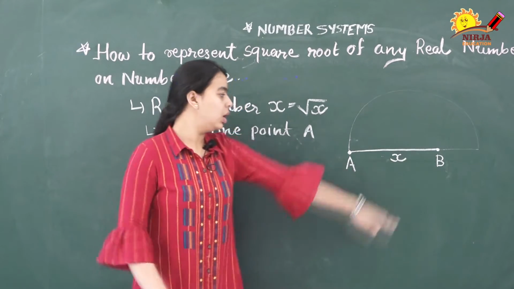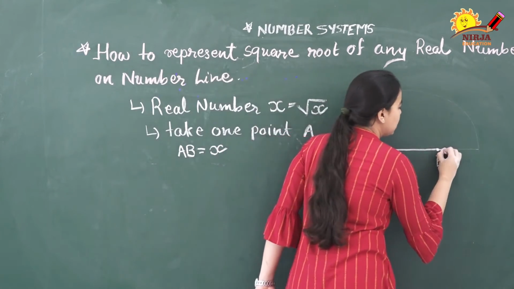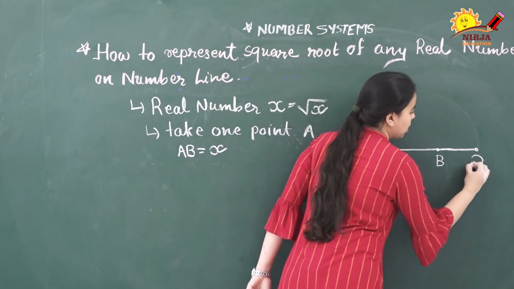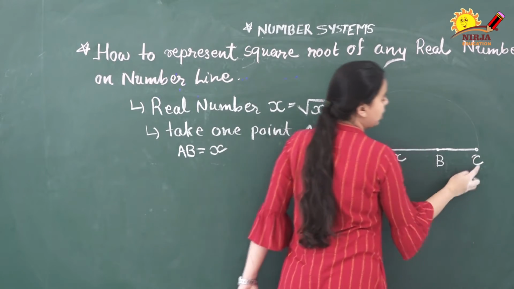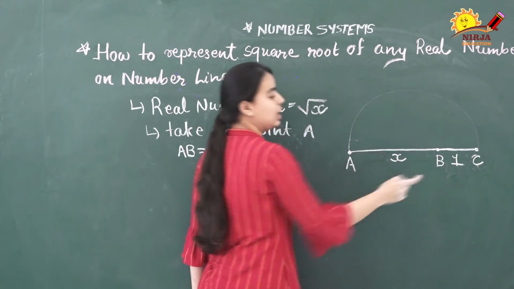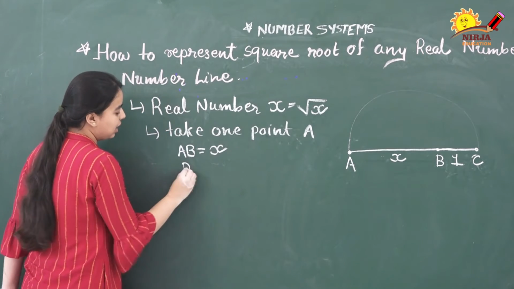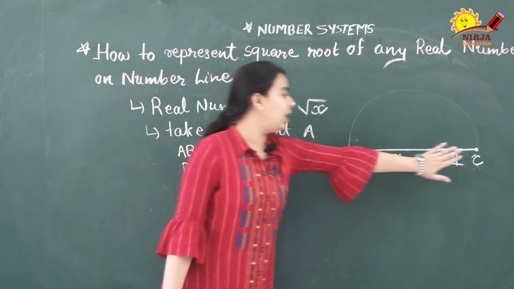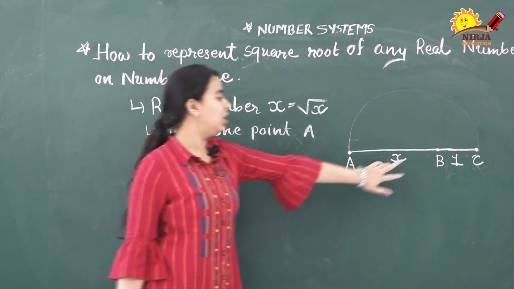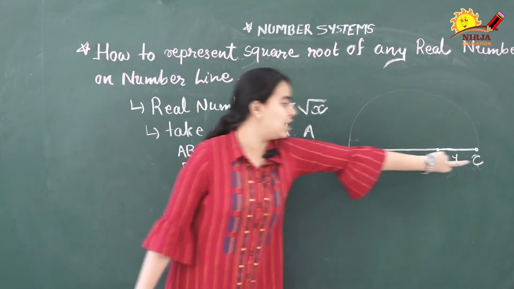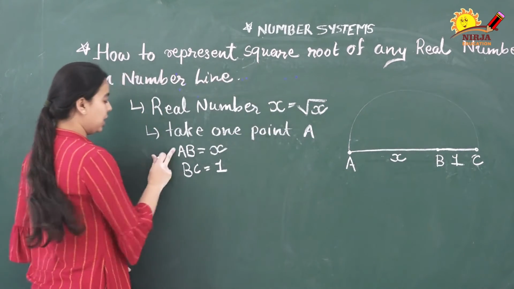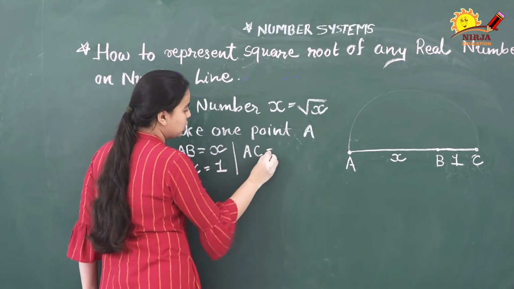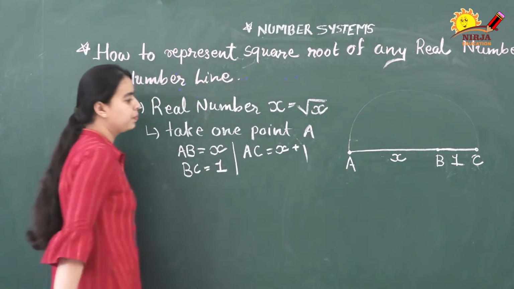After doing this much, take a 1 unit length and draw one line from B. I am naming this point C. BC has 1 unit length, so we can write BC is equal to 1. If I want to know the total length of AC, it will be AB plus BC, and we have both values. So AC is equal to x plus 1.